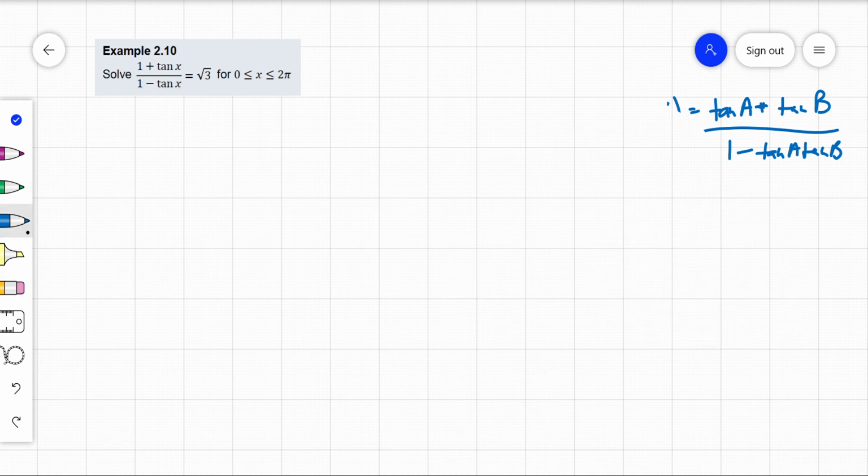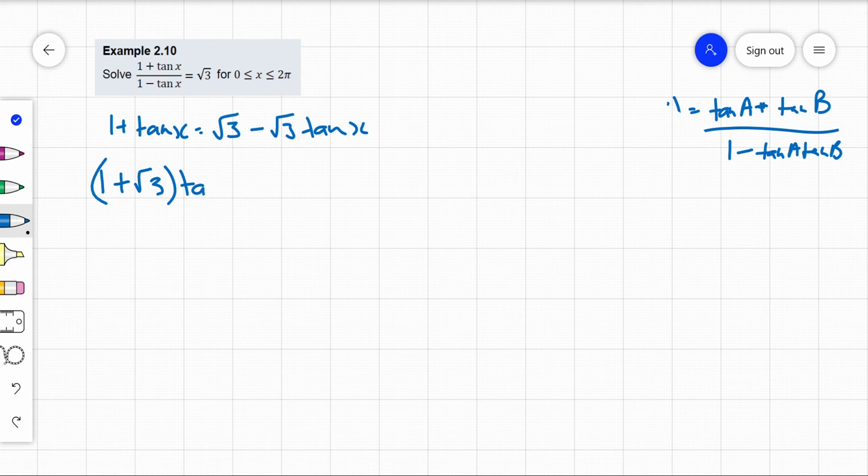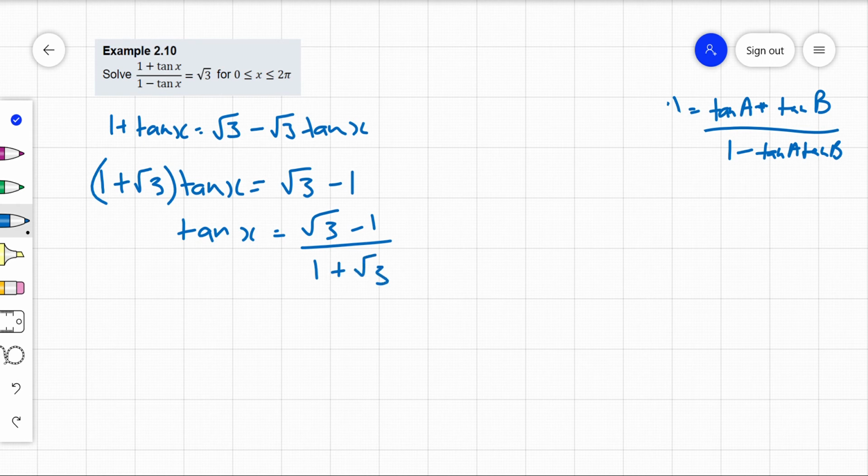Alright, so say I didn't see that straight away, and instead, which is what we might do, we look at this and go, oh, that's root 3 minus root 3 tan x. If I multiply it over there, that gives me a 1 plus root 3 lots of tan x's. If I put all the tan x's on this side and on the other side, I'll have root 3 minus 1. Alright, so that means tan x is (root 3 minus 1) on (root 3 plus 1), or (1 plus root 3), it doesn't matter which way we do it.